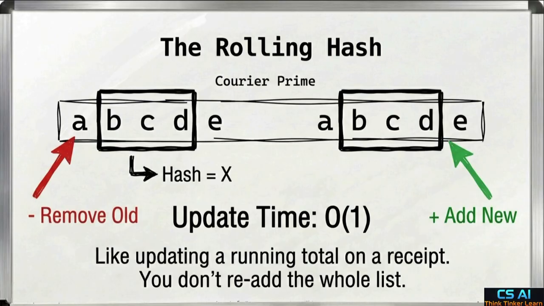This is where the rolling hash comes in. Rabin-Karp uses a clever update mechanism.